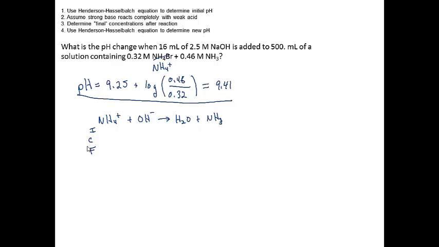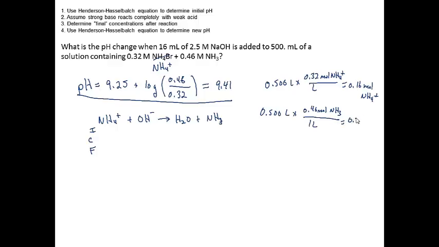We want to do this in terms of the amounts of those species in moles. So we have to determine the moles that are there. So we have 0.500 liters times 0.32 moles of NH4 plus per liter. So that's 0.16 moles of NH4 plus. We have 0.500 liters times 0.46 moles of NH3 per 1 liter. So that gives 0.23 moles of NH3.